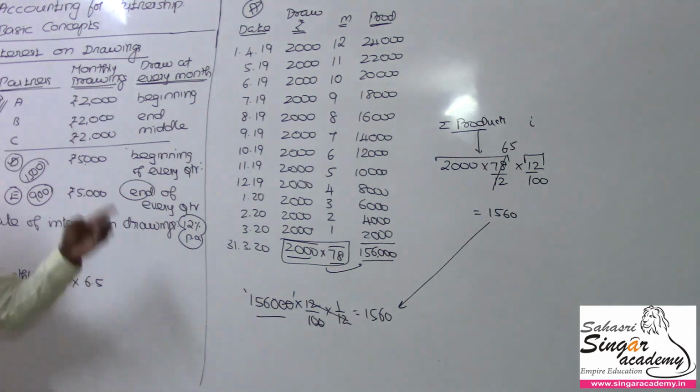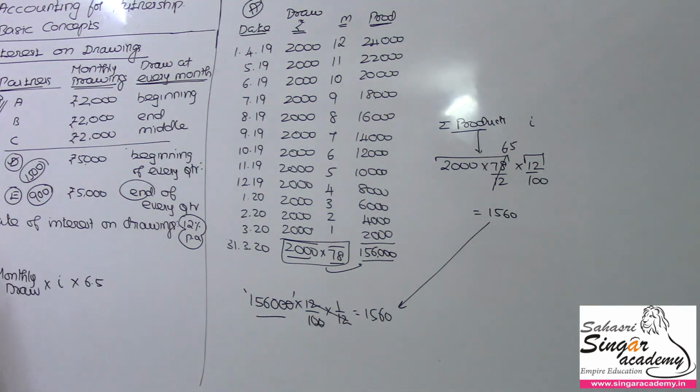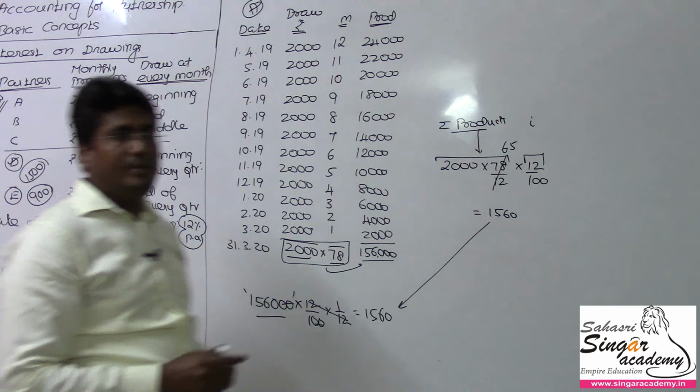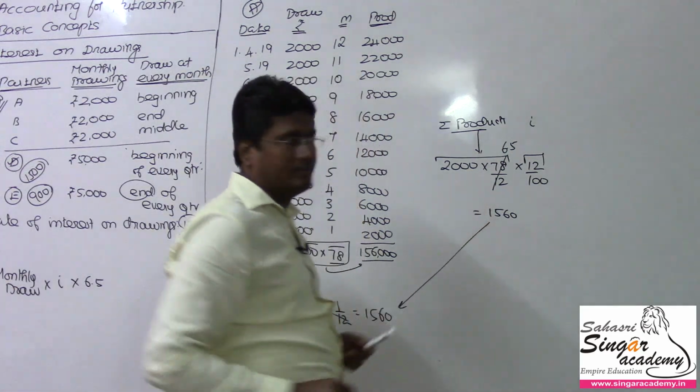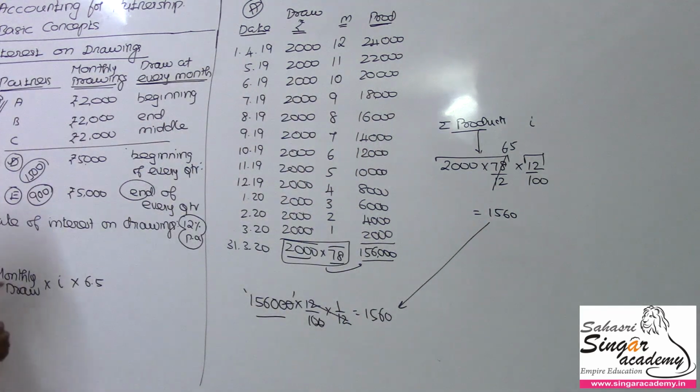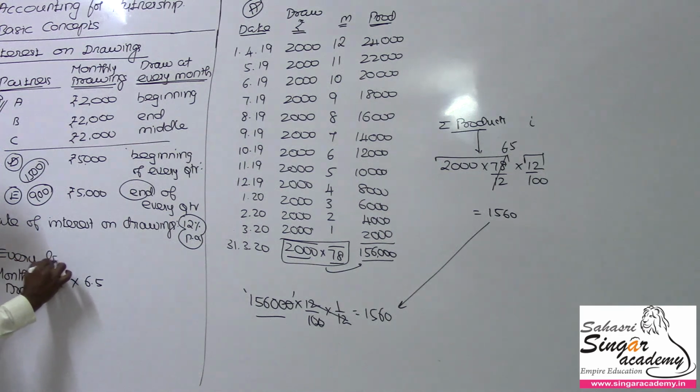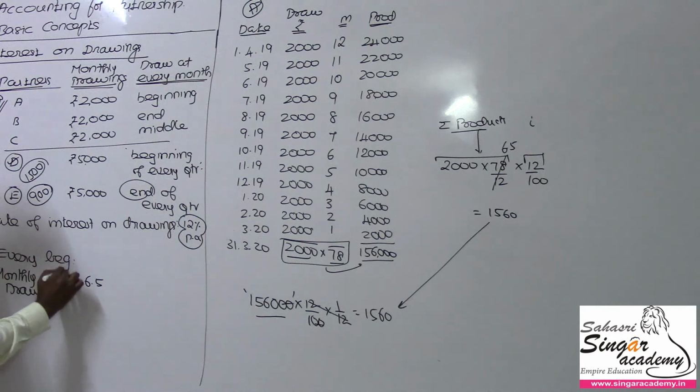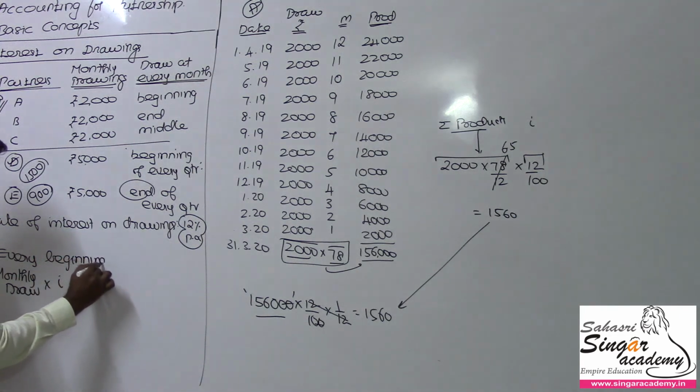So you need not go for calculating so lengthy. If the drawings are regularly happening every month beginning, then the calculation is very simple. This is how we can do it. This is interest calculation where the drawing happens at the beginning of every month. Clear?